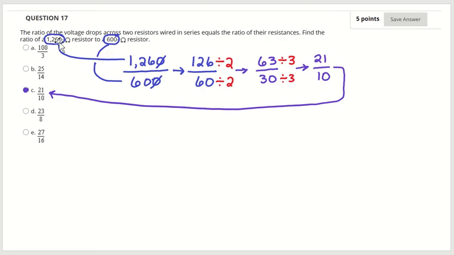Question number 17, a 1260 ohm resistor compared to a 600 ohm resistor. When you put the numbers over top of each other and cross out the last zero, leaves us 126/60. We know that can be divided by 2 because those both are even numbers. Reduces down to 63/30. We can reduce that again by dividing by 3, come down to 21/10, and there's our answer. And yes, we could have divided 1260 by 60 and 600 by 60 to come up with this same number, because we took off a 10 by 2 and by 3.